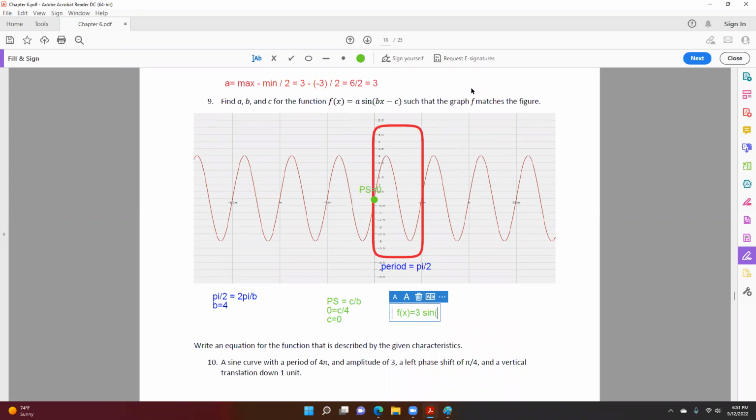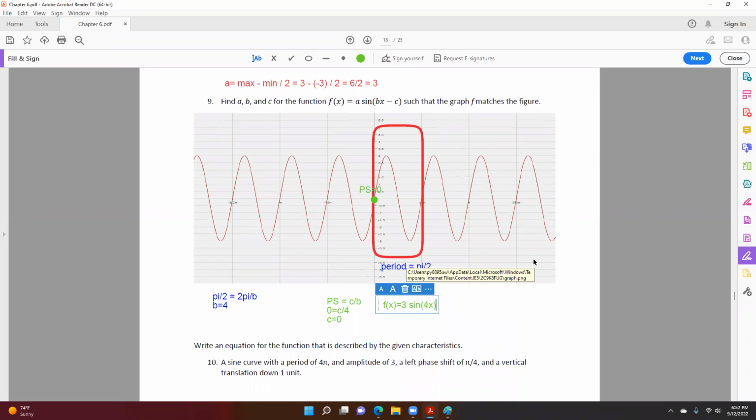Sine B in this case is 4x. Minus C, and C is 0. And again, the 0 is up to you if you want to write it or not. So your answer in this case is 3 sine 4x. So this is how you do this question.